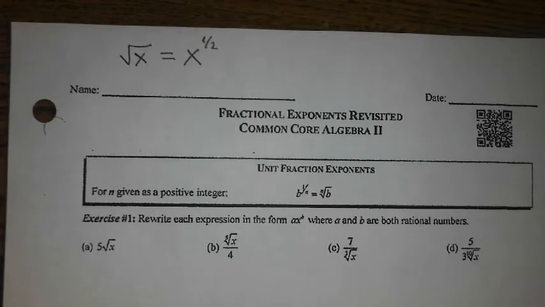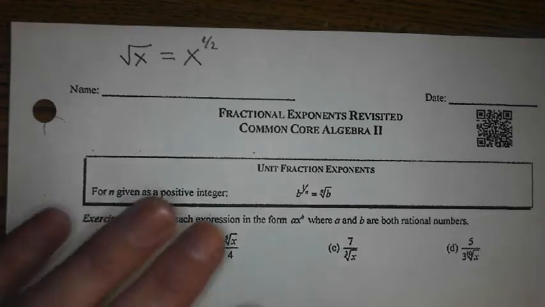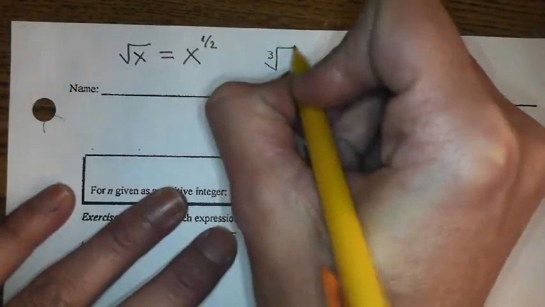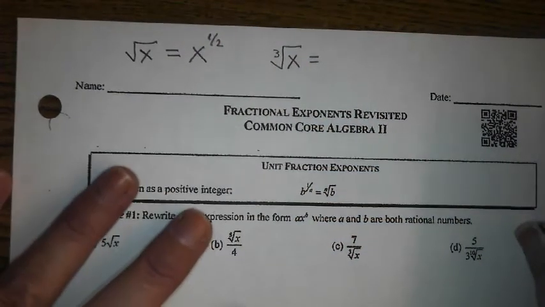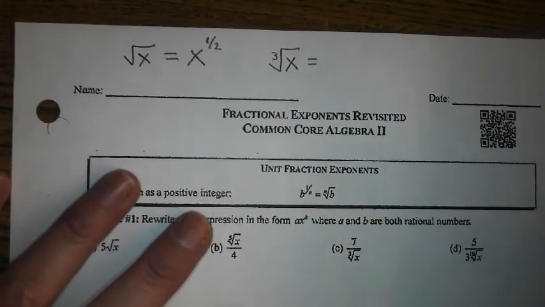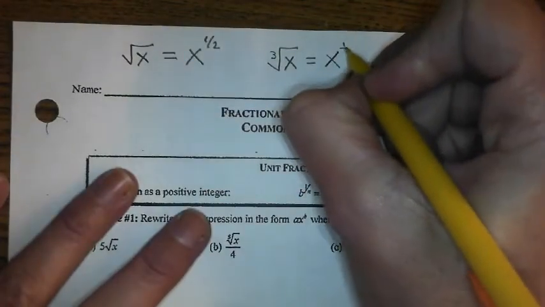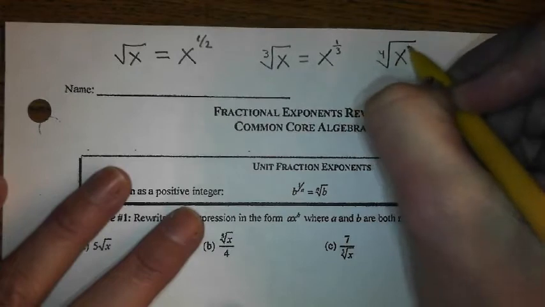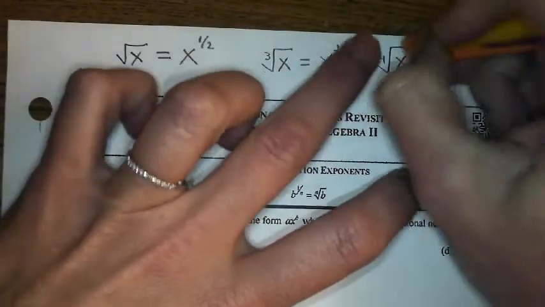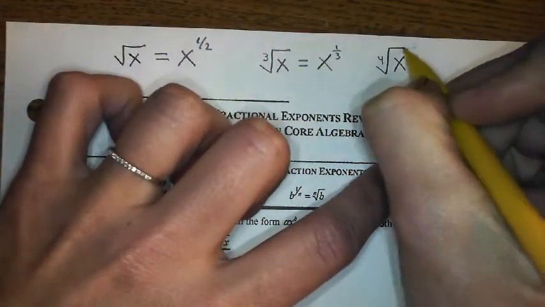Yes, it is. Square root is the same as raising x to the 1/2 power. Matt, what's the cubed root of x? That's the same as writing what? X to the 1/3. See that? If I want the fourth root of something, that's actually the same as raising something to the 1/4 power.